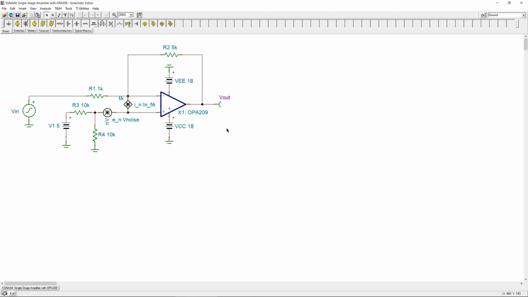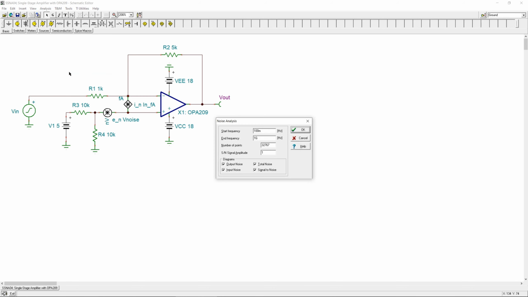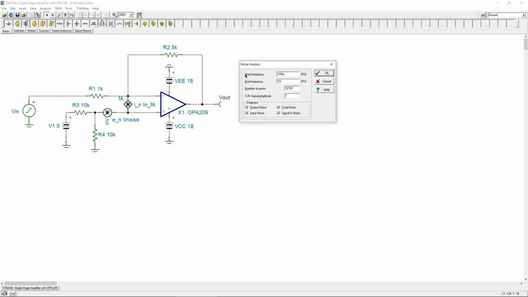Of course, we are interested in the noise analysis, so what we do is we go to analysis, noise analysis, and we have then the possibility to start the frequency at, for example, 0.1 Hertz, or you can also do 1 Hertz. That depends on what you prefer. So I will just use 0.1 Hertz, and I go up to 1 gigahertz, and this is the number of points to make your plot accurate.